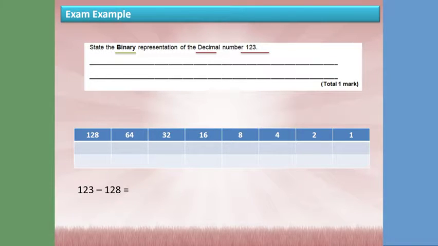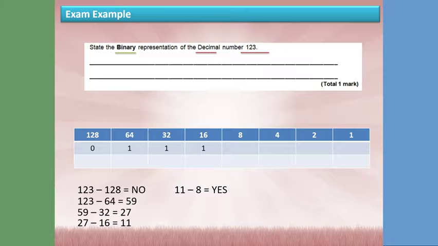123 is smaller than 128, so that would be a no, so that would be a 0. 123 minus 64 is our next column over. That works, we can use that, so that's a yes, that would be a 1. The remainder is 59. We subtract the next column, 32, from our 59. That works, gives us a 1, and we carry on through the calculation. 27 minus 16, yes, that works, stick a 1 in that column, it leaves us with 11. 11 minus 8, yep, that works, leaves us with 3.